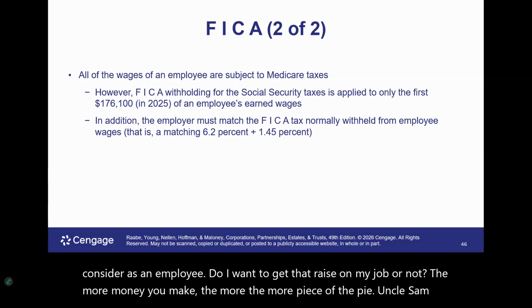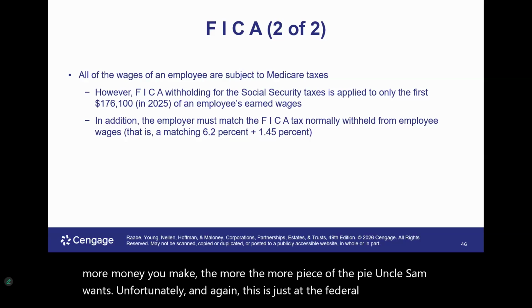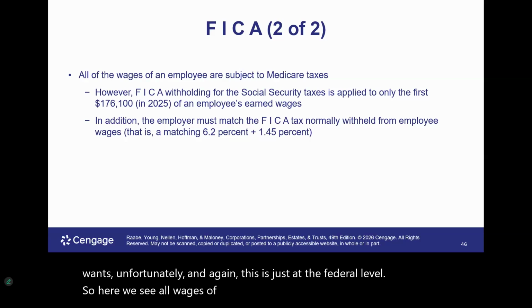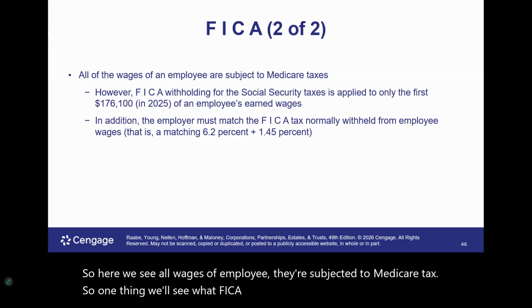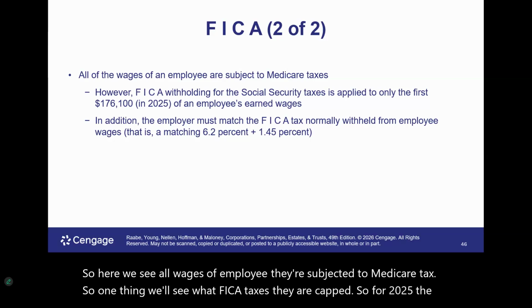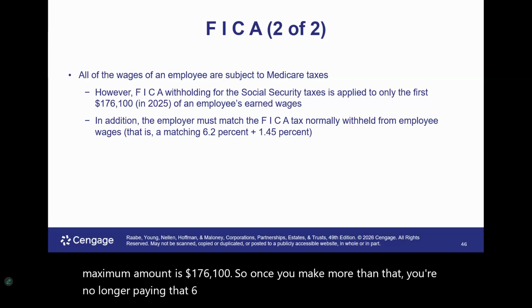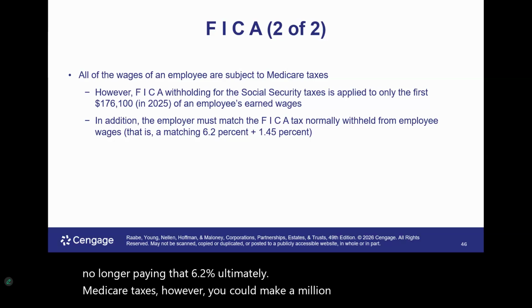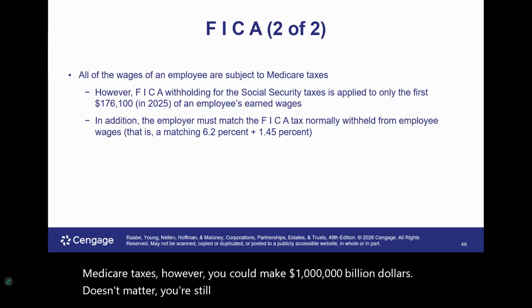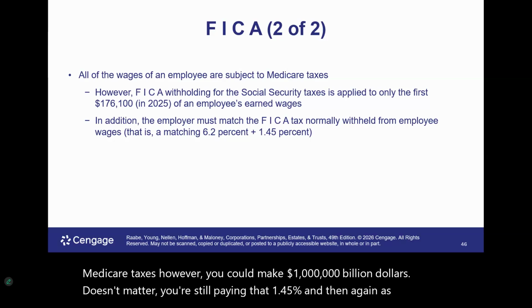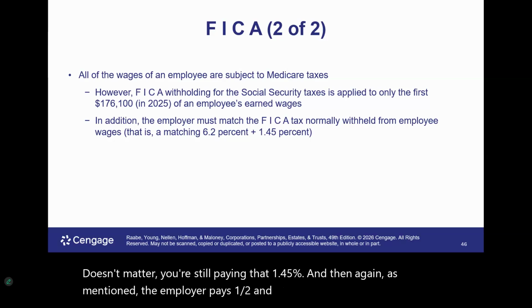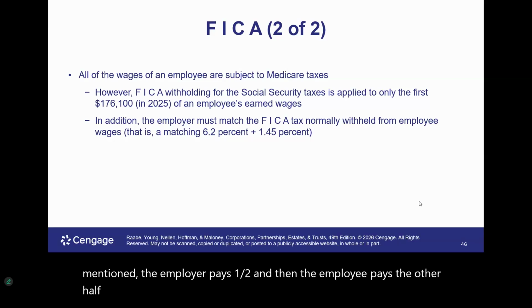And again, this is just at the federal level. Here we see all wages of an employee are subjected to Medicare tax. One thing we'll see with FICA taxes is that they are capped. For 2025, the maximum amount is $176,100. Once you make more than that, you're no longer paying that 6.2%. Medicare taxes, however, you could make $1 million, $1 billion, it doesn't matter. You're still paying that 1.45%. And again, as mentioned, the employer pays one half and the employee pays the other half. So this is something to keep in mind.